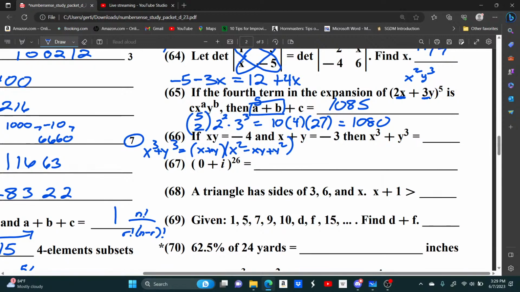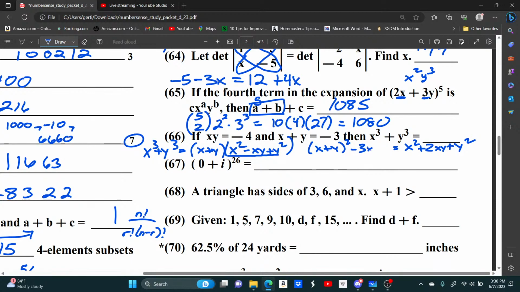Okay, so we already have x plus y, which is negative 3. It's this part that's a little bit tricky to find. So here's how you do it. If you take (x plus y) squared, this is going to give you x squared plus 2xy plus y squared, which is almost what we want. We just have 3 extra xy's.